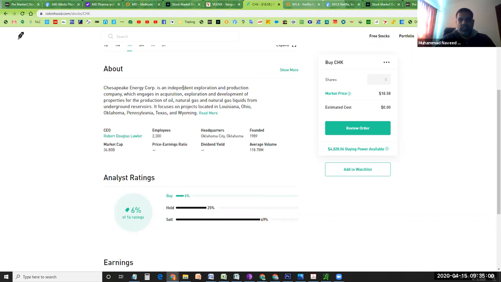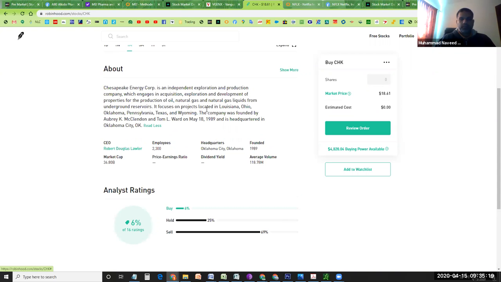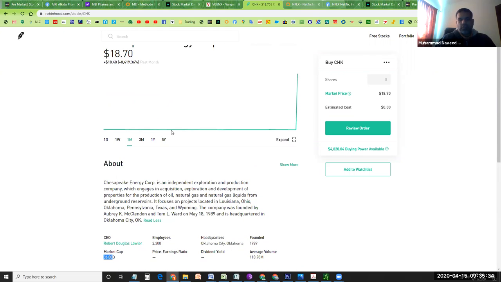This is an independent exploration and production company which engages in acquisition, exploration and development of properties for production of oil, natural gas, and natural gas liquids from underground reserves located in Louisiana, Ohio, Oklahoma, Pennsylvania, Texas, and Wyoming. The company has been there since 1989. Market cap is $36 billion. So this is not a small company. Got 2,300 employees. So this is looking pretty good.